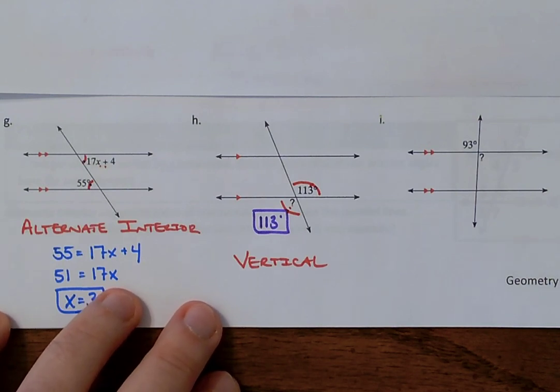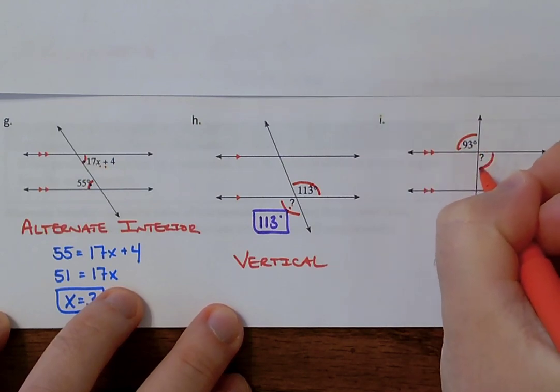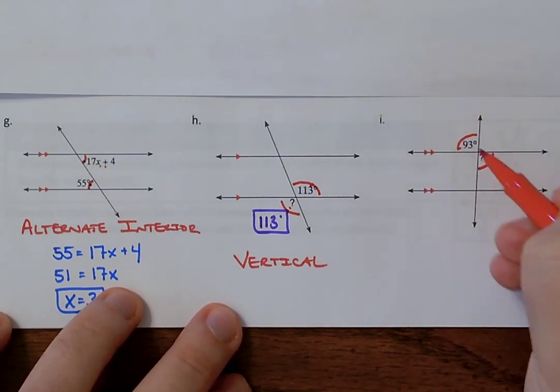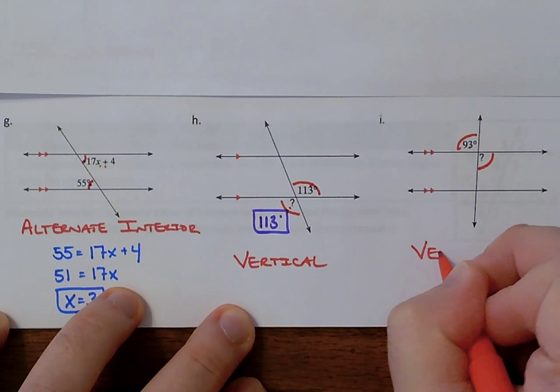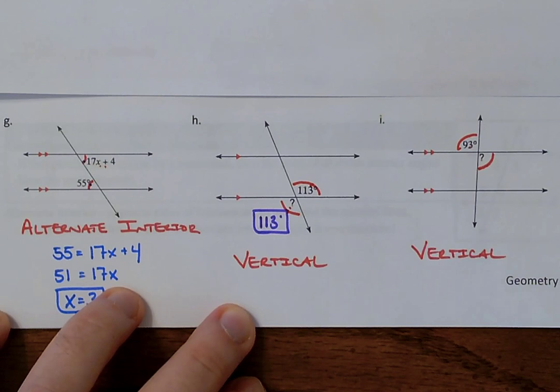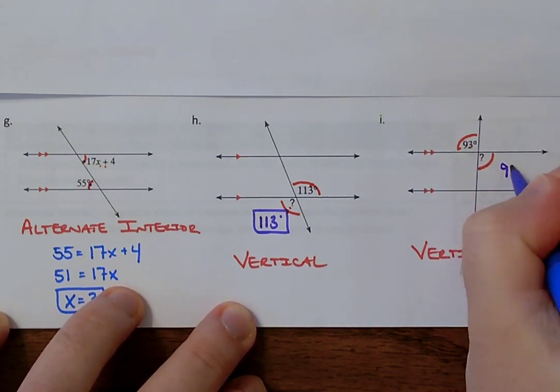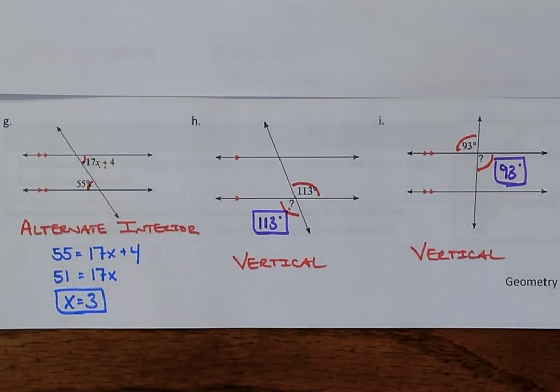Now, if I carry that same idea over to I, if this is 93 degrees, and I want to figure out the measure of this, these are opposite angles from two straight lines that cross. So that means these are vertical as well. And because they are vertical, we know they are congruent. So that means this measure is 93 degrees. And that is how we go through and find the measure of an angle and identify the angle relationship when you have two parallel lines cut by a transversal.